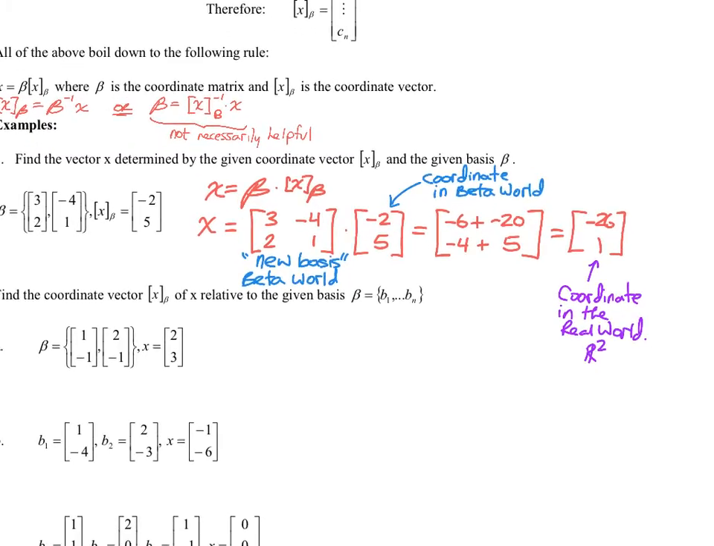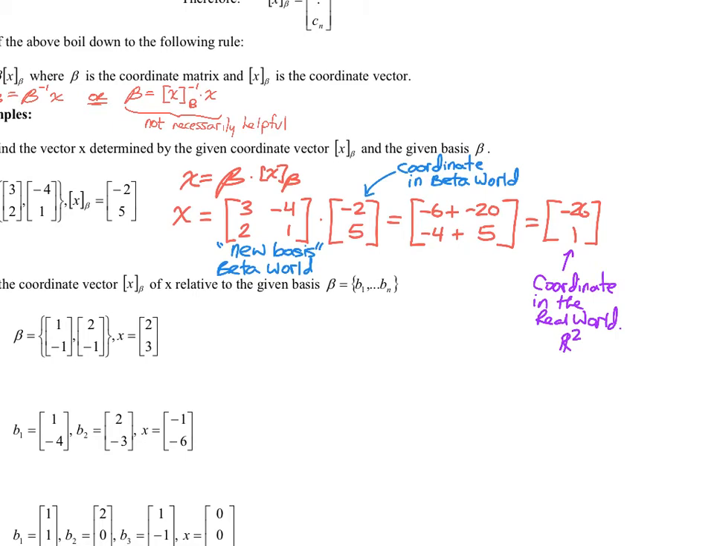What I'm going to do is write the relationship, which is x of beta, so the coordinate in beta world, would be based off of the product of the inverse of beta and x. So it's still really the same structure, except now we're applying an inverse.